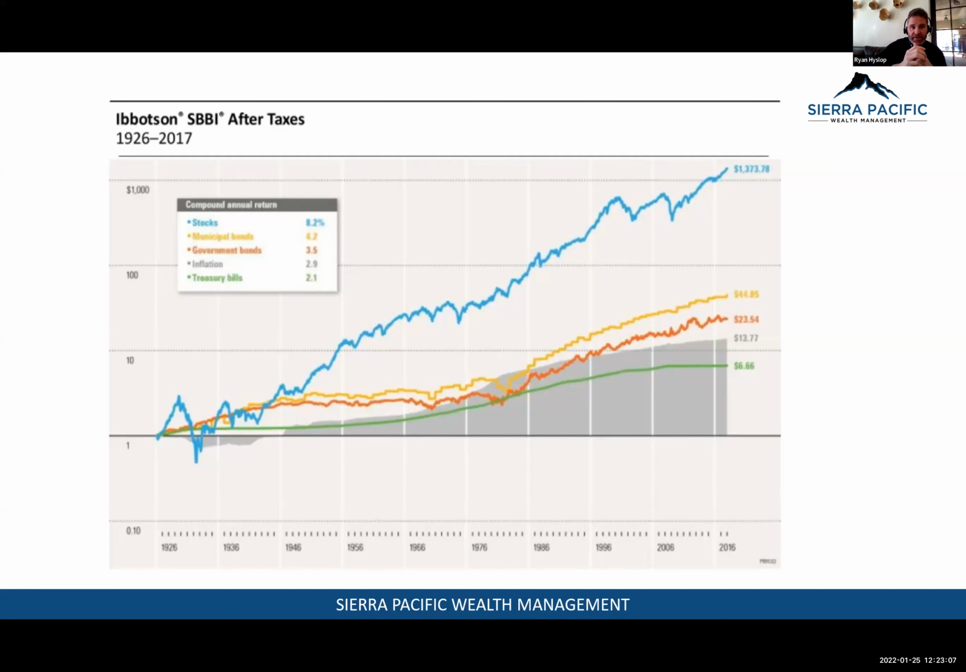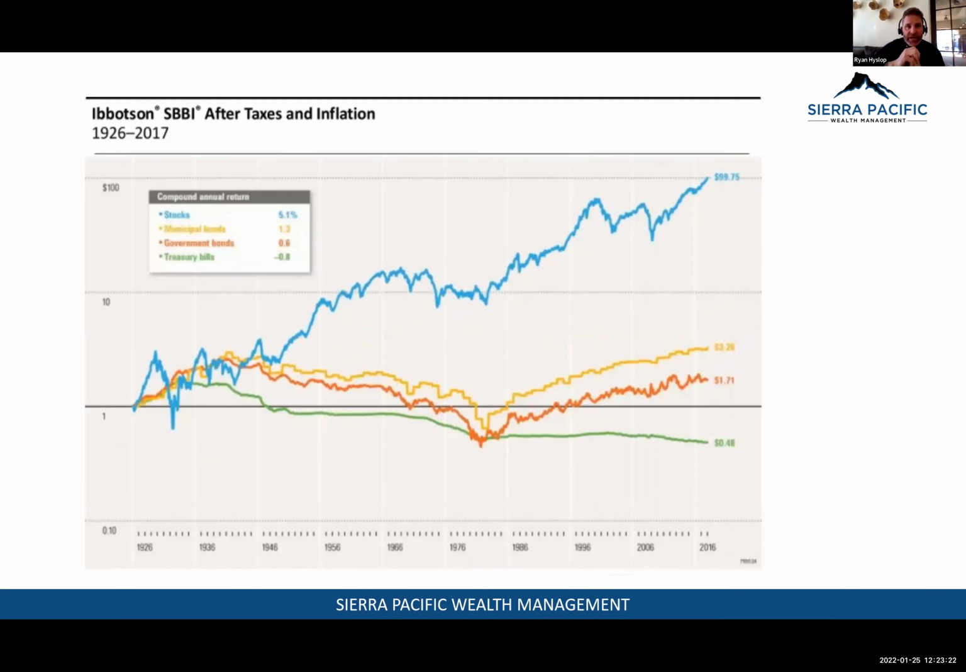Again, stocks, you can see up at the top, still do just fine, right? It's because they're definitely an inflation hedge within them, okay? And then you can see municipal bonds, because they're more tax favored, do significantly better. Now let's go to the next slide and add inflation in, all right? Here's after taxes and inflation. Here is your real return over time.